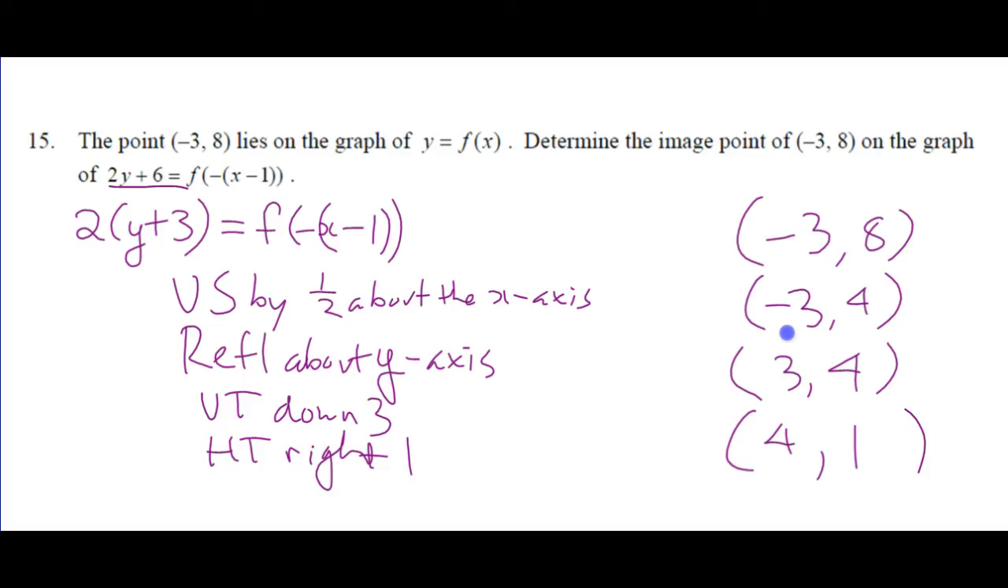Up or down, left or right is read off of an isolated x or y. X was replaced with x minus 1 is a horizontal translation, right 1. What do you say here? Like 2y was replaced by 2y plus 6? No. You say y was replaced by 2y. And then y was replaced by y plus 3, so that I ended up with 2y plus 6 if I expand it. But if I want to read this, it has to be parenthesis y plus or minus a number.